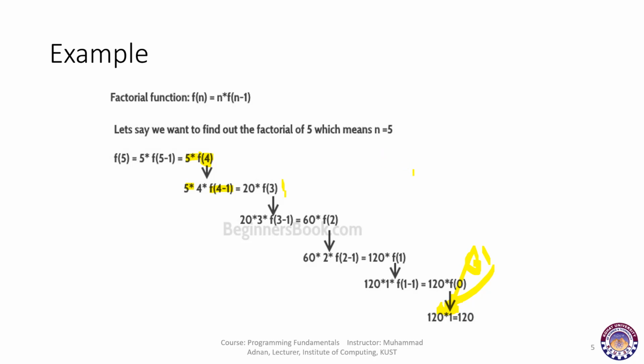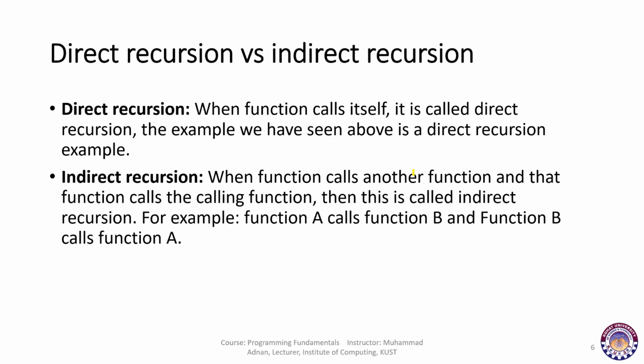We are going to see this example practically in C++, so don't you worry about it. But there are two types of recursion. We have direct recursion. When a function calls itself, it is called direct recursion. The example we have seen above is a direct recursion example. So we are going to first see what is direct recursion, and then we are going to see practically what is indirect recursion. When a function calls another function and that function calls the calling function, then this is called indirect recursion. So for example, function A calls function B and function B calls function A.